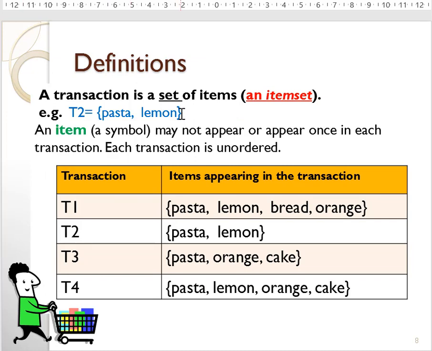Now, as I said before, a transaction is a set of items, what we call an item set. What is important to know is that in a transaction like T1, there is no order. T1 means a customer bought pasta, lemon, bread, and orange. But there's no order. We just bought these items together, not before, after, and so on. And also, we don't know how many times pasta was bought. Do we buy 1 box or 2 boxes, and so on. So in this problem, there's no quantities, how many.